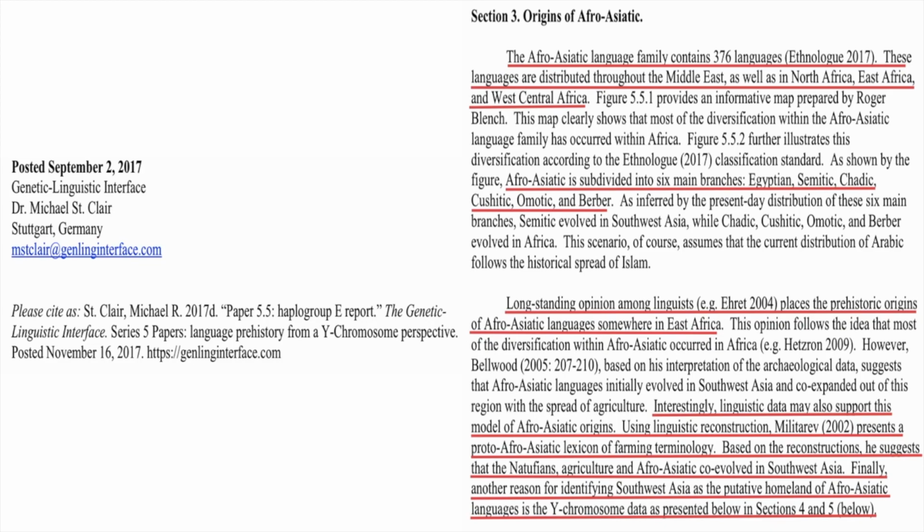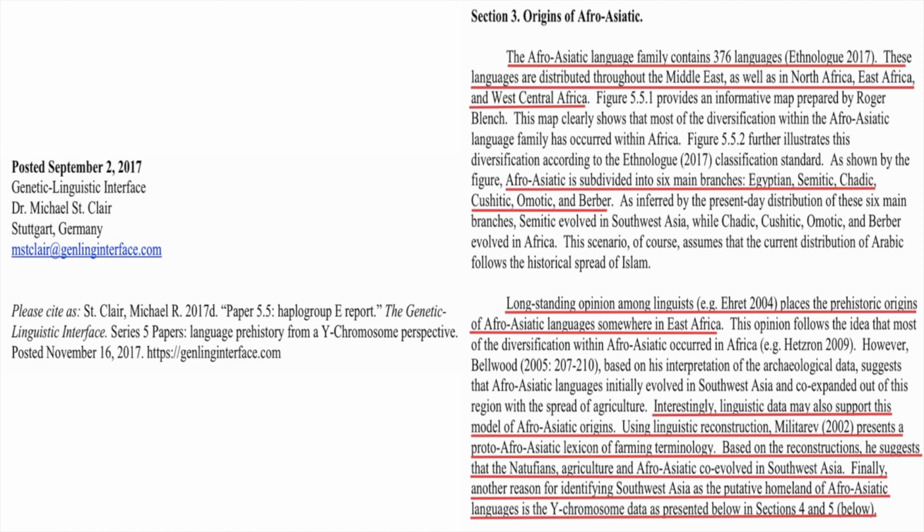The Afro-Asiatic language family contains 376 languages. These languages are distributed throughout the Middle East, as well as in North Africa, East Africa, and West Central Africa. Afro-Asiatic is subdivided into 6 main branches: Egyptian, Semitic, Chadic, Cushitic, Omotic, and Berber. Long-standing opinion among linguists places the prehistoric origins of Afro-Asiatic languages somewhere in East Africa. Interestingly, linguistic data may also support this model of Afro-Asiatic origins using linguistic reconstruction.